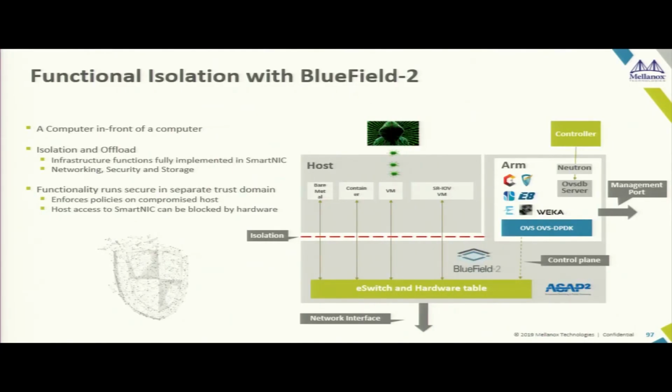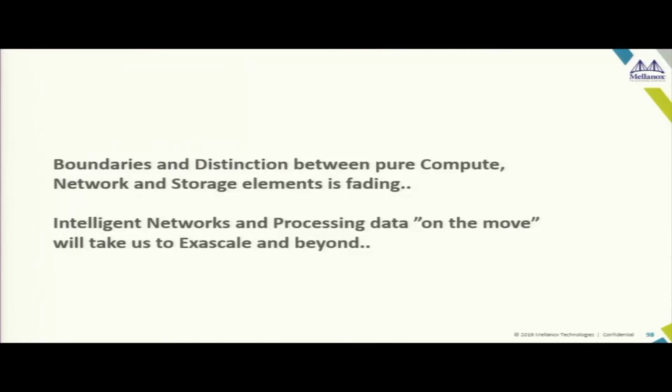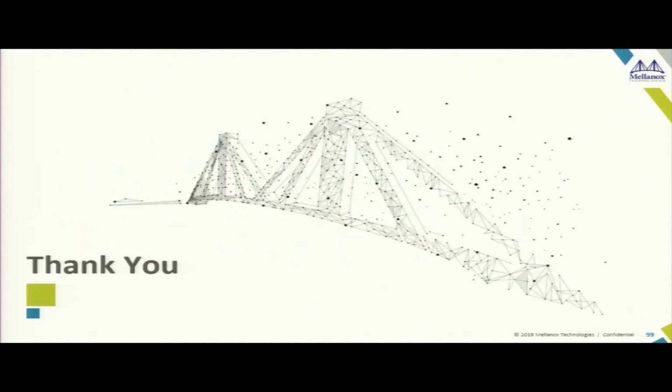In a cloud environment, if you want to do bare metal provisioning, or you're running containers, or running HPC over containers or virtual machines, and you want to access your adapters over SRIOV without any software virtual interface penalties, then these are the adapters which are there. Just to conclude, as I said, I'll reiterate, boundaries and distinction between pure compute, network and storage is fading, and intelligent networks and processing data on the move is the right way to take us to exascale and beyond. And with that, I will conclude my presentation.